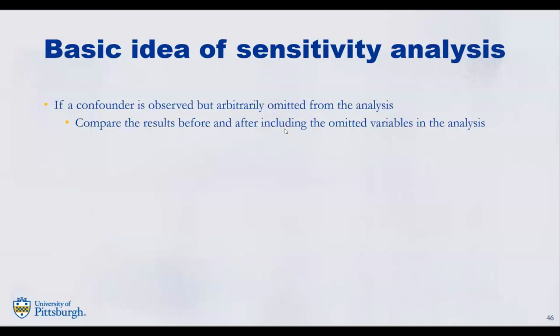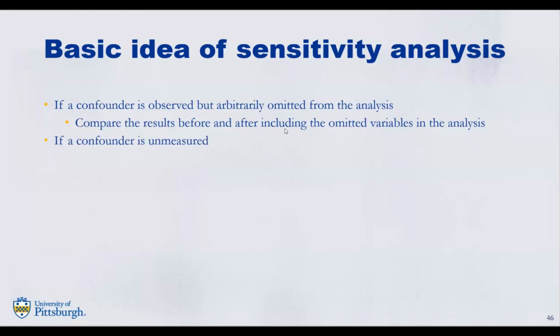You may question when we arbitrarily omit a confounder from the analysis. This is the case usually when we have limited sample size. We do not want to include all of the covariates in the model, and we want to avoid overfitting. So we try to omit some observed covariates from the analysis. But if you argue that this may be an important confounder, omitting it may change the results a lot, then you just want to compare the result before and after including such observed variables.